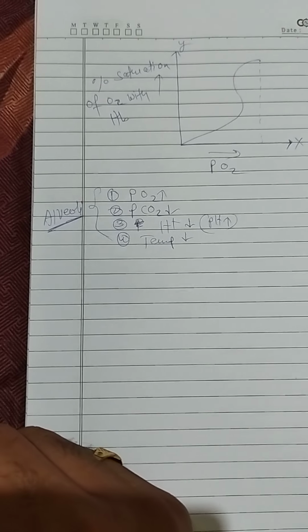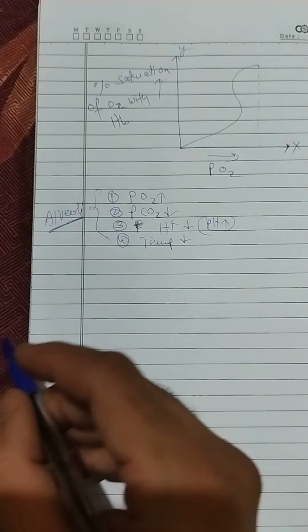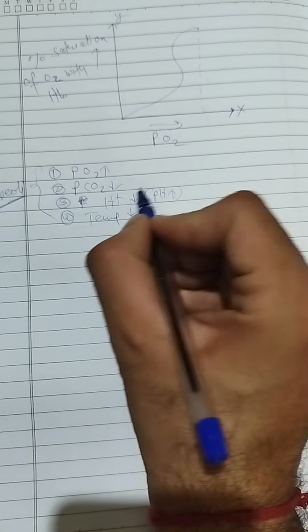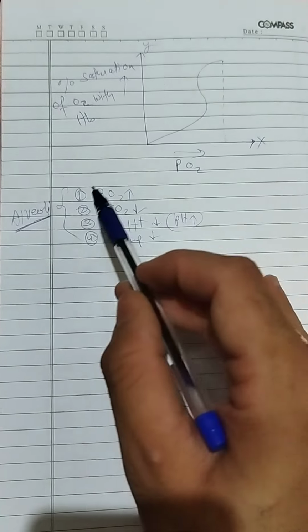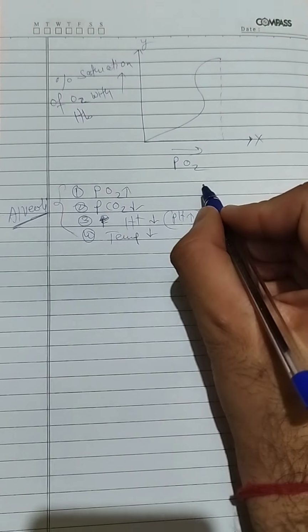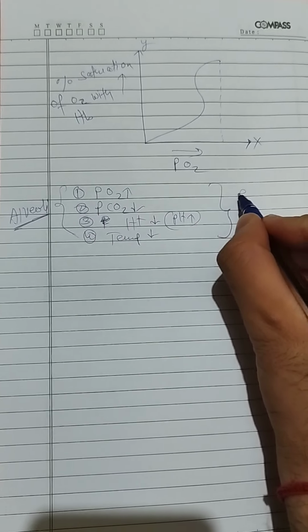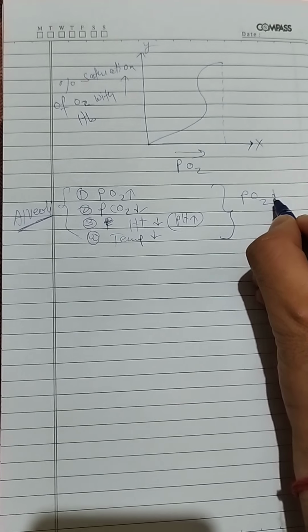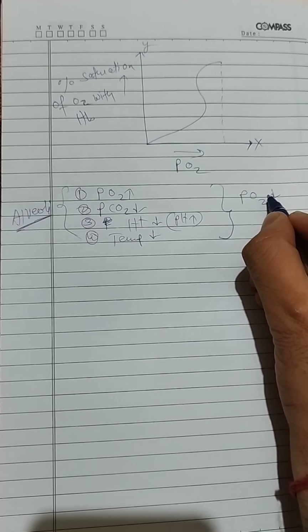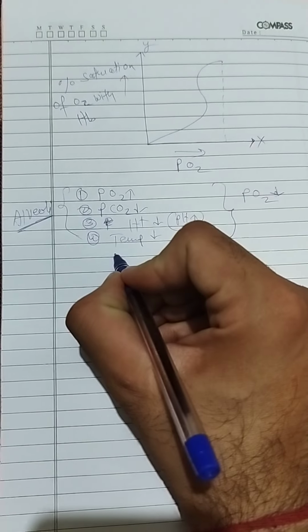In the alveolar site you will get partial pressure of oxygen high, partial pressure of carbon dioxide low, H plus ion concentration low, that means less acidic, and temperature less. Now suppose I want to oppose or counter all these conditions. I have to decrease the partial pressure of oxygen, if I want to counter or oppose all these conditions.